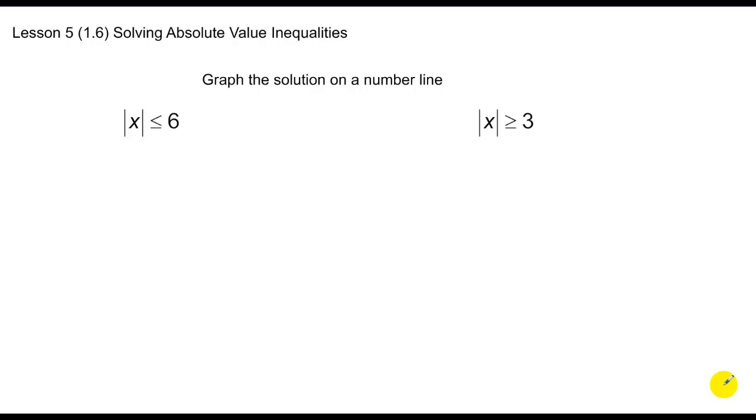In this lesson, we move on to solving absolute value inequality problems. Let's start out with a couple of very simple ones. We want to write or name all the values whose absolute value is less than or equal to 6.